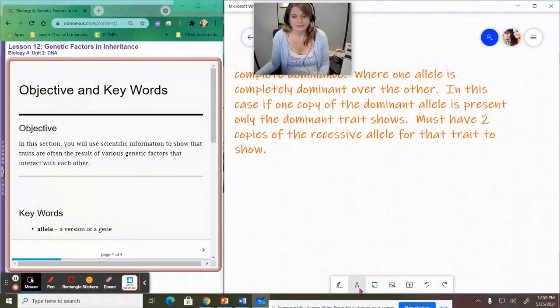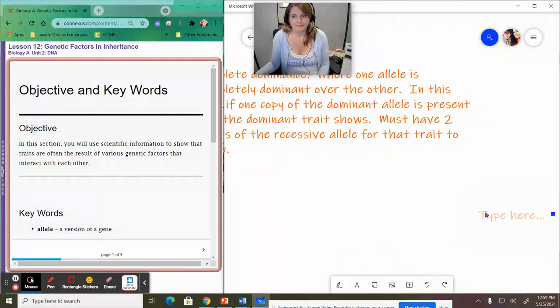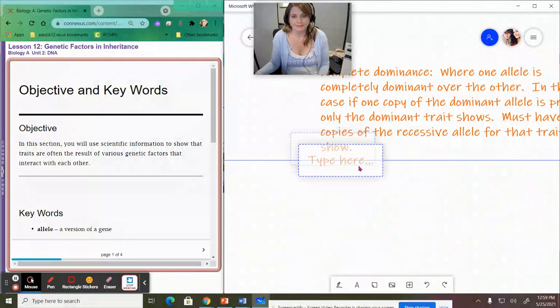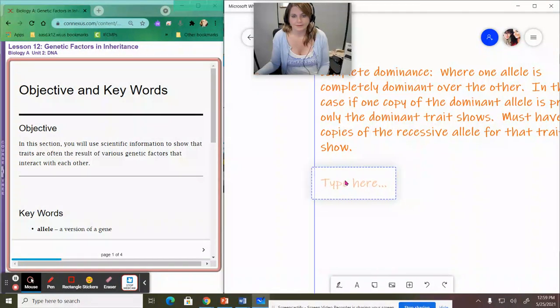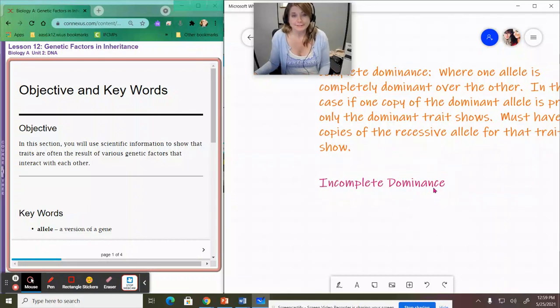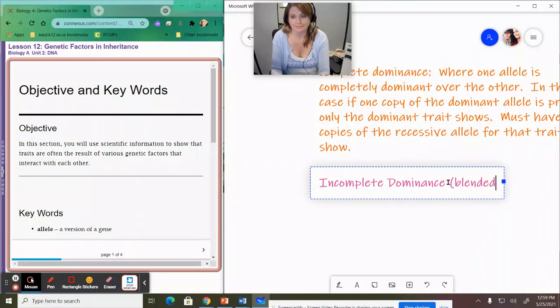The next type of inheritance we're going to talk about is incomplete dominance. Okay, now incomplete dominance, make it pink, is oftentimes called blended dominance as well, and I actually prefer that term.